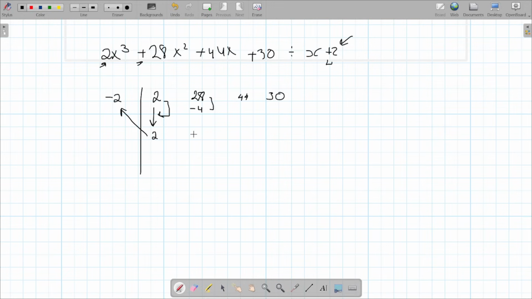Combine them. 28 minus 4, 24. Then again, multiply. 24 times minus 2, minus 48. Combine your terms. 44 minus 48, that's minus 4. Okay? Then multiply again. Minus 4 times minus 2, 8. Combine your terms. 30 plus 8, 38. So now, you'd get 4 numbers, right?